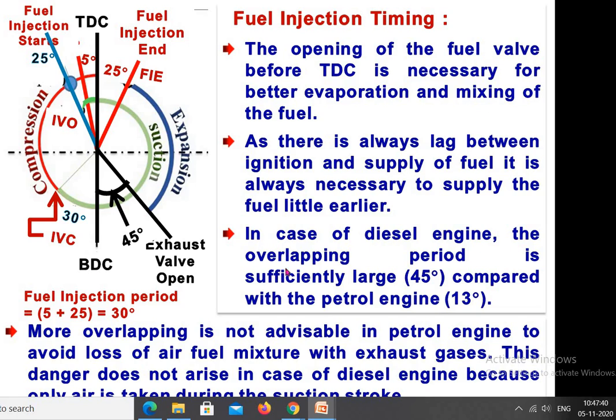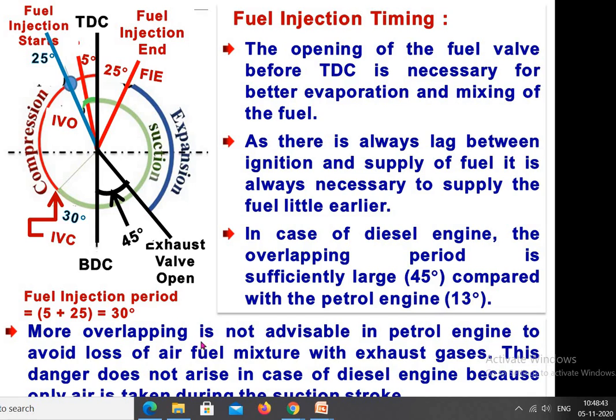In the case of the diesel engine, the overlapping period is sufficiently large, 45 degrees, compared with the petrol engine's 13 degrees. Meaning in the petrol engine there is a 13 degree overlap time, and in the diesel engine the overlapping period is 45 degrees. Overlapping period means the period in which the exhaust valve as well as the inlet valve both remain open. Now we can see the fuel injection period, that is 5 degrees in advance plus 25 degrees in the expansion, or power stroke. So it will be 30 degrees, and this 30 degrees may be termed the fuel injection time.